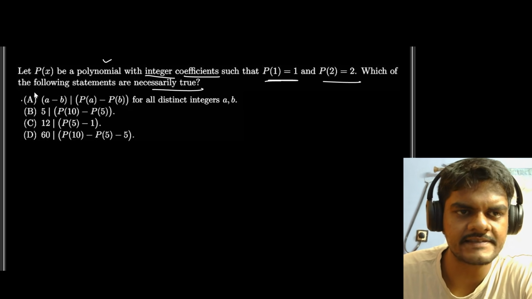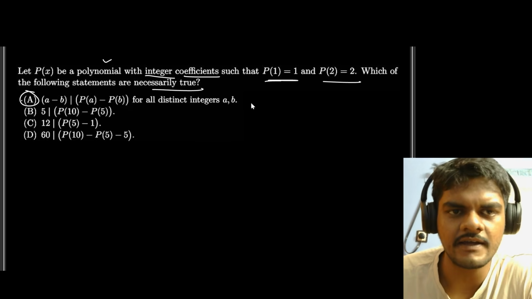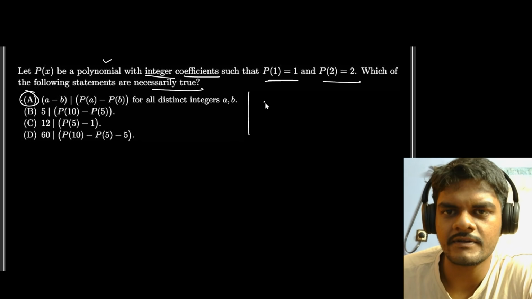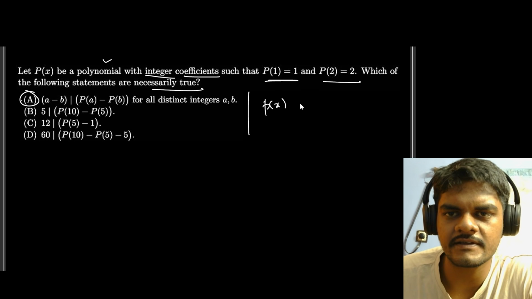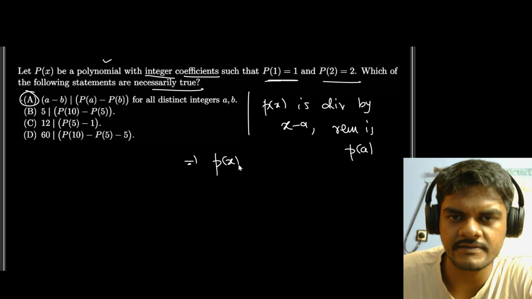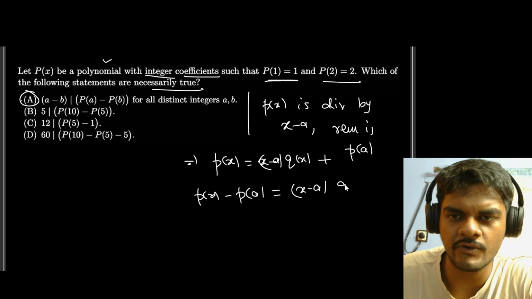First option is basically remainder theorem. Don't you think so? Yeah, because what is remainder theorem telling you? That when p of x is divided by x minus a, the remainder is p of a. That implies p of x is equal to x minus a into some q of x plus p of a. So p of x minus p of a is equal to x minus a into q of x. So basically x minus a always divides p of x minus p of a.